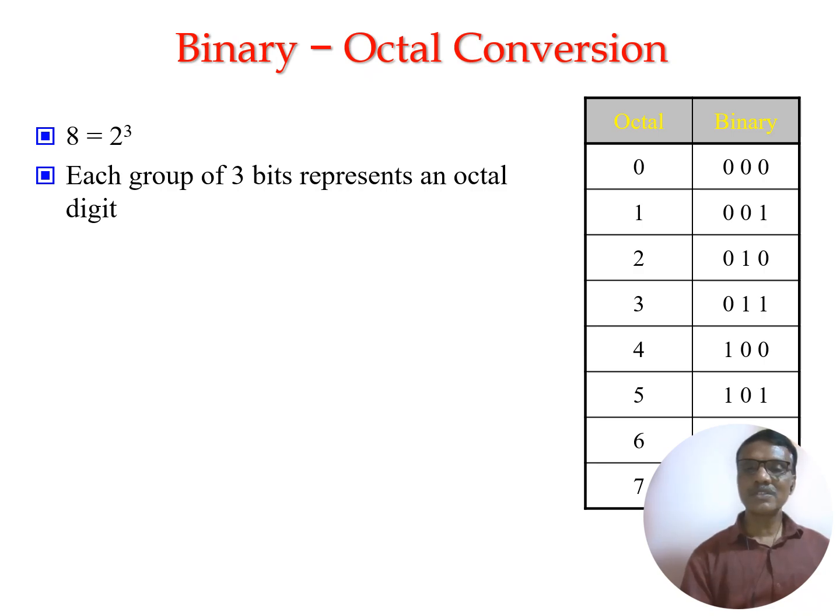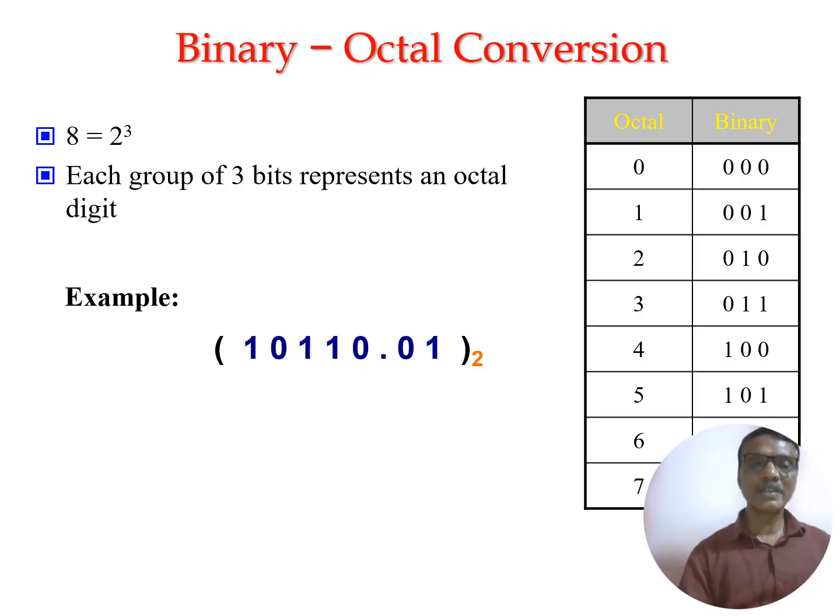0 means 0, 0, 0. 1 means 0, 0, 1. And 0, 1, 0. 0, 1, 1. 1, 0, 0. 1, 0, 1 for 5 and 6. 1, 1, 0 for 7. 1, 1, 1. Triple 1. Okay, so when we represent octal, the binary values, that is group of 3 bits. So keep it in mind.